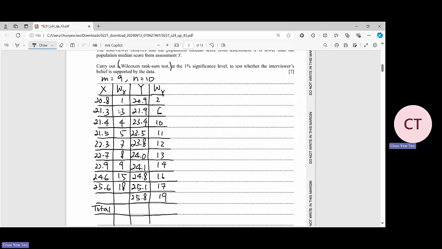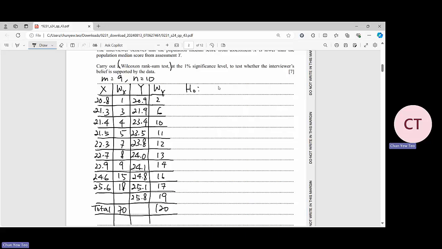Then just total them up. Totalling them up, you get this one as 70, and this one is 120. I need to build this table in order to get the total of the ranks. Now, we need to build the hypotheses: the null hypothesis and the alternative hypothesis.